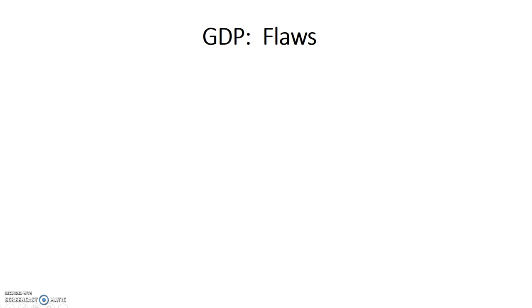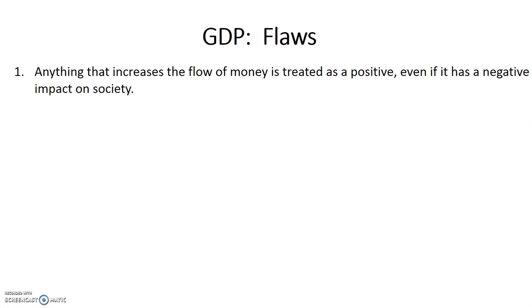Okay, let's move on to some specific flaws. First, anything that increases the flow of money is treated as a positive, even if it has a negative impact on society. Another way of saying this is that it doesn't make any distinction between beneficial and harmful economic activity. For example, the sale of guns, even to children, would be considered positive for the GDP. Or the cleanup after a massive oil spill or nuclear accident might also add to GDP. Additionally, war may even add to GDP.